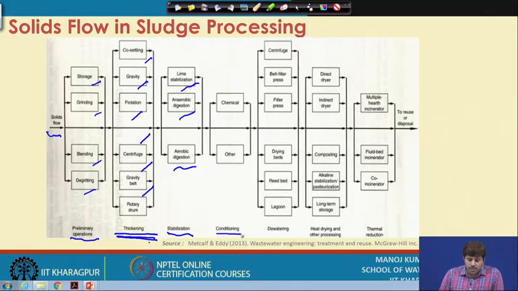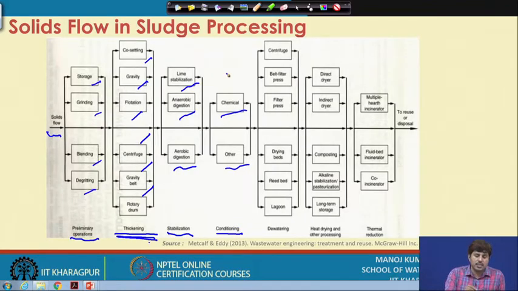Then it goes for conditioning. Stabilized sludge can be conditioned using various chemicals. There are organic chemicals for sludge conditioning, there are inorganic chemicals for sludge conditioning. Those can be used, or there are other processes, thermal processes, for sludge conditioning as well. So it can be conditioned by providing temperature or heat. Again, these are optional steps.